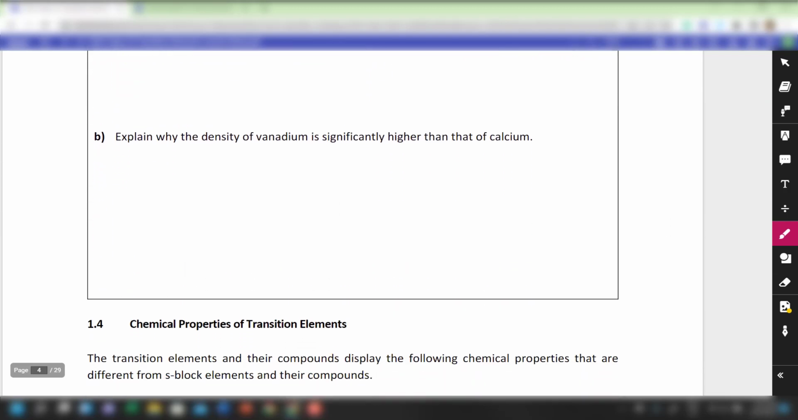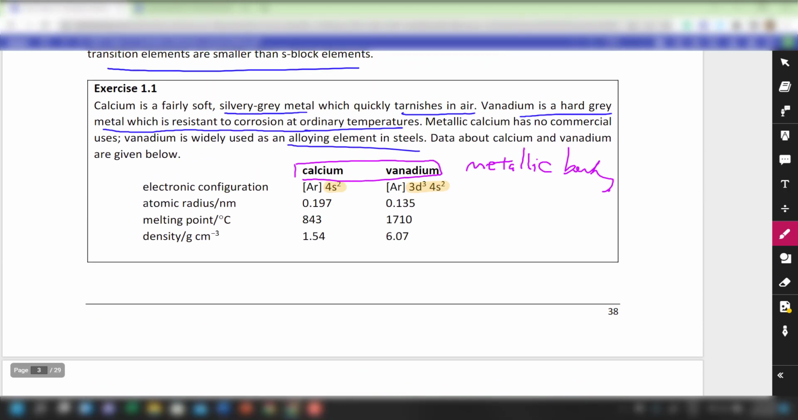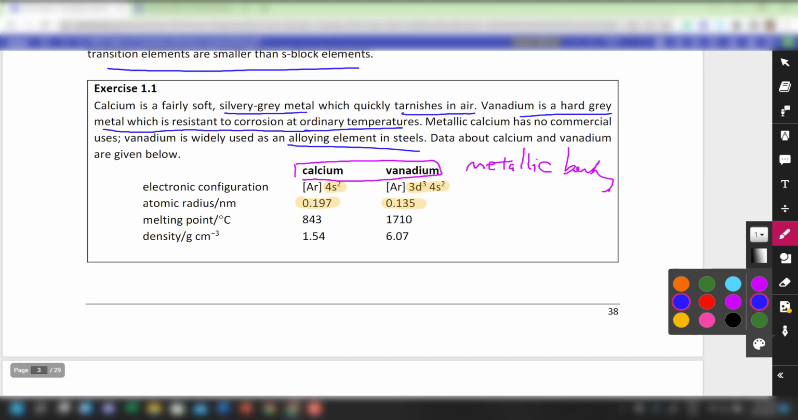Then for part B, explain why the density of vanadium is significantly higher than that of calcium. I think first of all, we need to recognize that for vanadium, the atomic radius is smaller than that of calcium. So that's number one. Atomic radius is smaller. What about Ar? The Ar is not mentioned here.